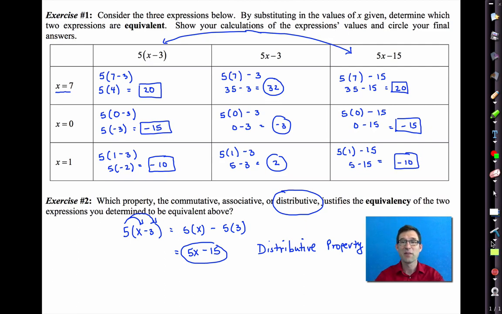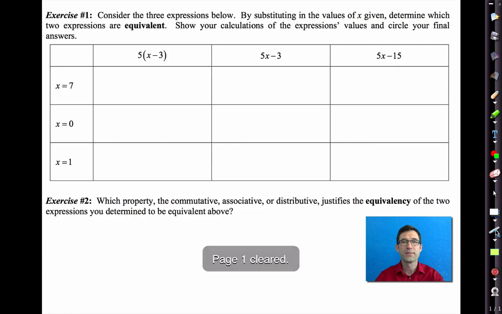All right, I'm going to clear the text out, so pause the video now if you need to. All right, here we go. And they're gone.